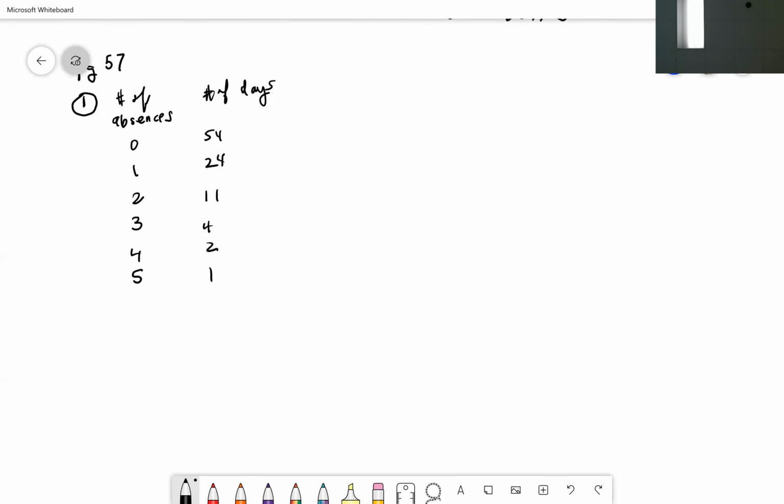It's cold. No. All right, so they want us to find the mean and the variance. I guess I'll do the whole thing. So here's how we do it. Let's do the mean first. So X bar equals, for the mean for this frequency distribution, it looks like this. I'm going to figure out the sum of F here. That's 54 plus 24 plus 11 plus 4 plus 2 plus 1. So the total frequency here is 96.